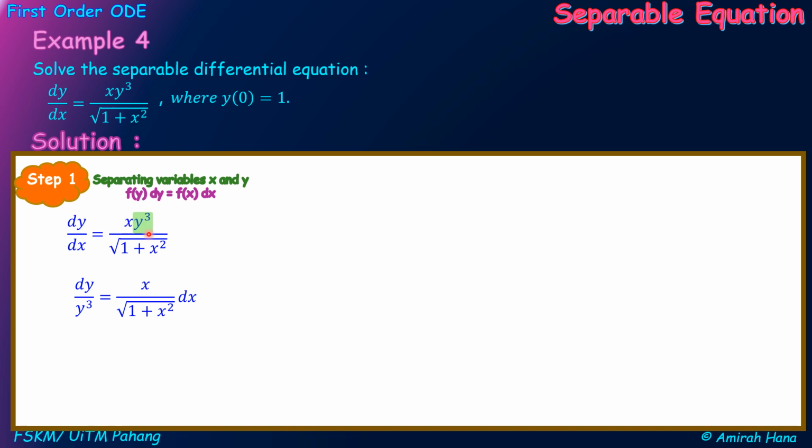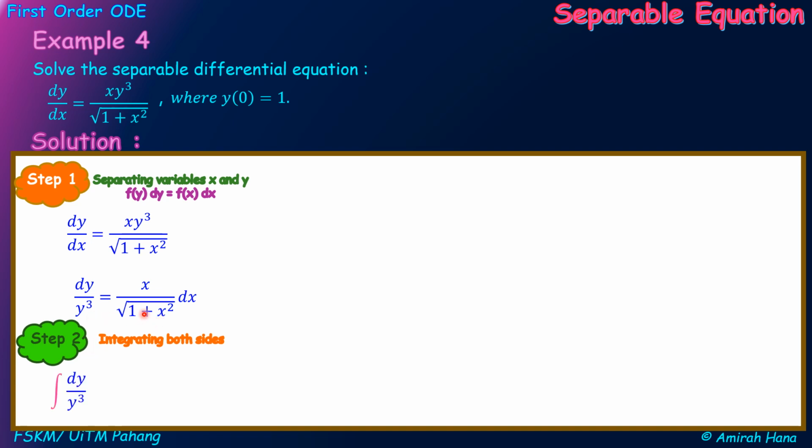Okay, we move times y cubed from the right hand side to the left hand side, so we get 1 over y cubed. And then we move dx to the right hand side, so we get times dx. Alright. Up to this point, we're done separating variables x and y, right? So we can continue with step 2, integrating both sides, right?